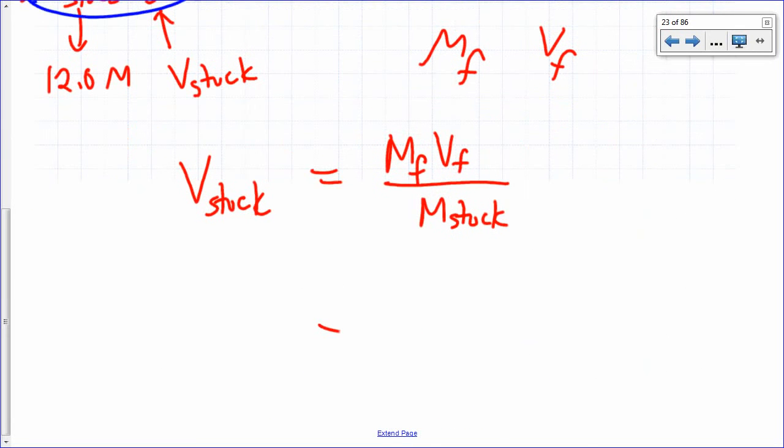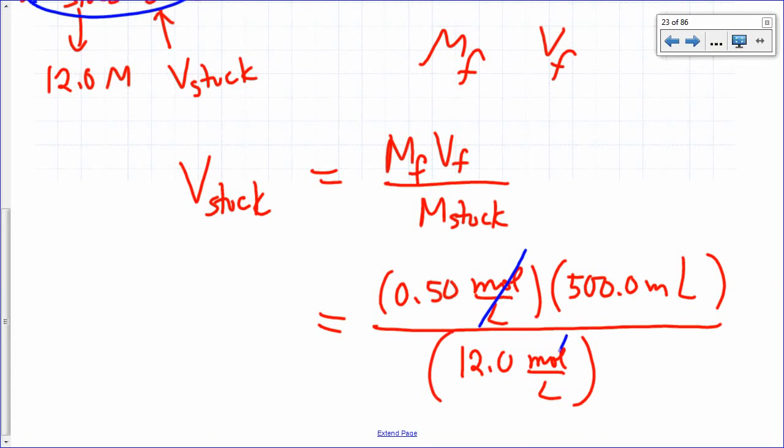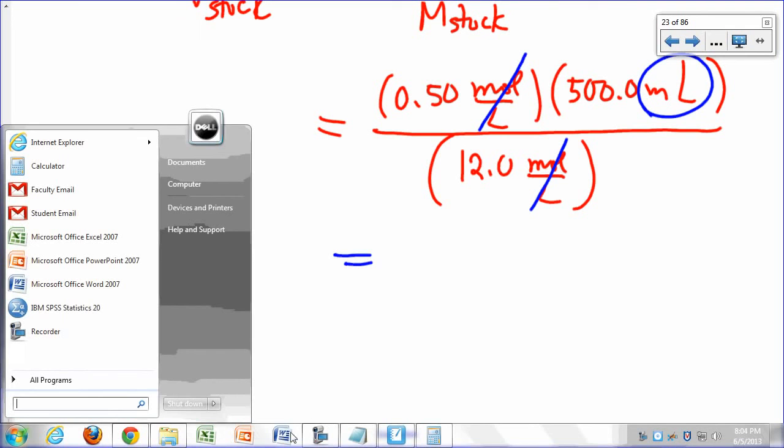Our desired final molarity is 0.50 moles per liter. The final volume that we want is 500 mL. I can leave that as 500 mL, because as you can see, the units will just cancel out. Molarity in this case is 12.0 moles per liter for the stock. Moles per liter cancels out, and I will have my answer in milliliters. If you want it in liters, then you change this 500 mL to liters, 0.5 liters. So 0.5 times 500 divided by 12.